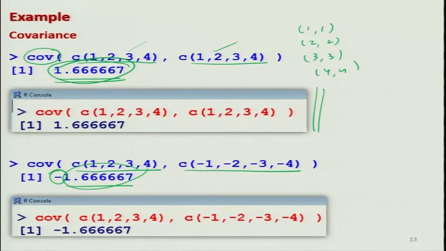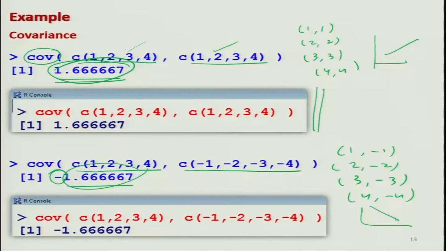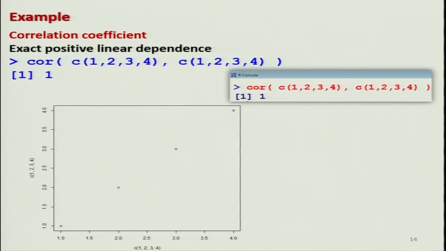So, this is what I told you: the sign of the covariance indicates whether x and y are increasing or decreasing with respect to each other. In this case the points are (1, -1), (2, -2), (3, -3) and (4, -4). So, you can see the relationship here is increasing, whereas here the relationship is decreasing, and this is indicated by the minus sign. And this is the screenshot. I will show you on the R console. If you plot them, they will look like this: first point, second point, third point, fourth point.